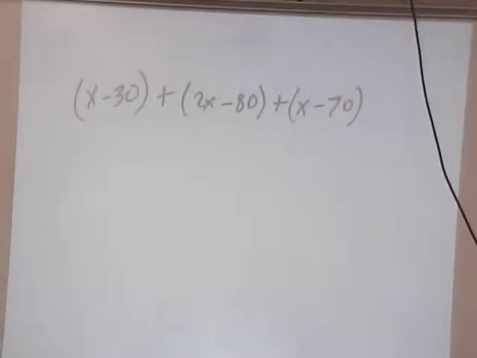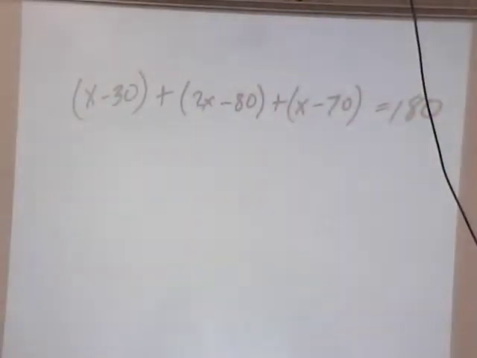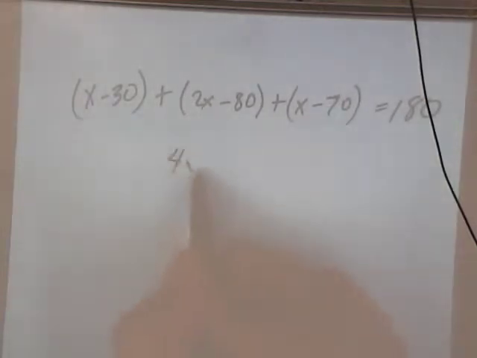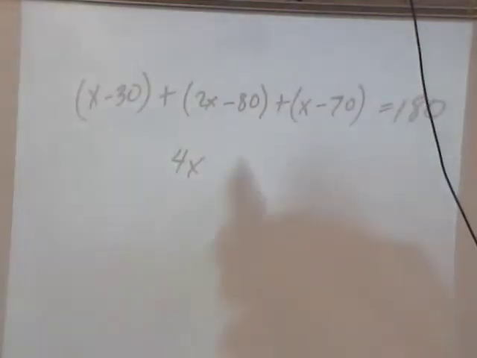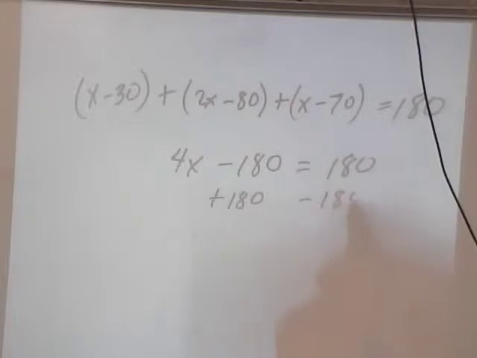If I add up three angles of a triangle, what do I get? 180. All right. We can combine some like terms on the left-hand side. 4x minus 180 equals 180. Now what do we do? Add 180 to both sides.